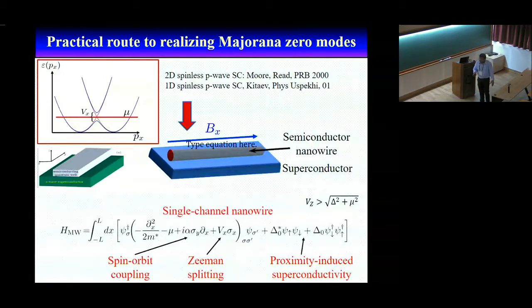So all of this physics of spin-orbit coupling, Zeeman field, and s-wave superconductivity conspire. They are tabulated in this Hamiltonian: kinetic energy, chemical potential, spin-orbit coupling, Zeeman field, and s-wave superconductivity. They conspire to give you a Majorana zero mode above a critical Zeeman field, which, if you look at this equation carefully, in the limit of delta goes to 0, which is where this curve is, is simply Vz greater than mod mu, which means the chemical potential is in the gap.